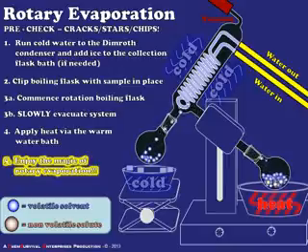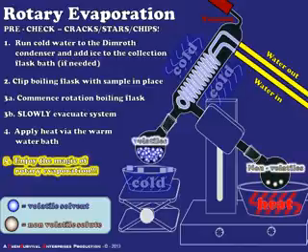As you can see, the volatile solvent materials are vaporizing, moving up the stem, condensing on the Dimroth condenser. From there, the liquid drains into the solvent trap until we've exhausted all the solvent from our sample. At this point, I've successfully isolated the volatile material from the non-volatile material in my solution.